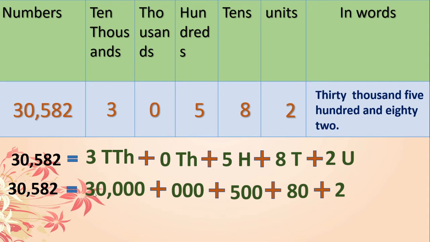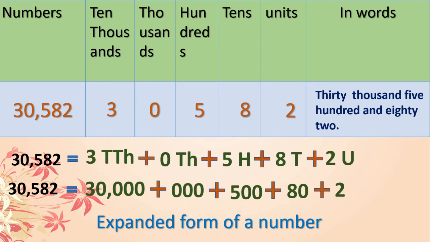Means here the same number is written in long form. Correct? That form is called as expanded form of a number. What we call expanded means lengthier. उसको खींच के लंबा किया है. The number is same, but we have written in its expanded form. Got this, children? We will practice this now.